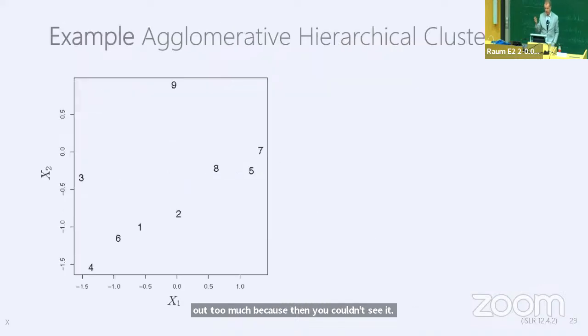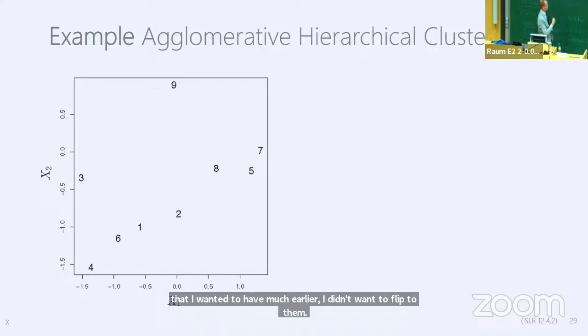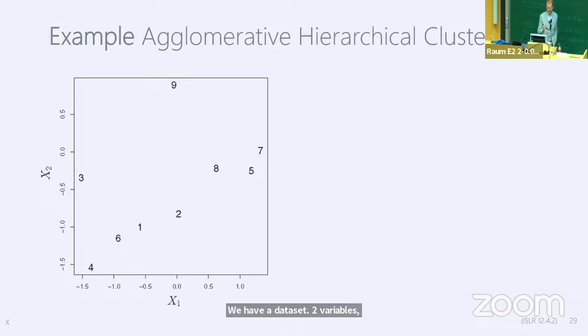Okay, these are the slides that I wanted to have much earlier, but I didn't want to flip through them. We have a data set, two variables, so it's low dimensional. Let's play agglomerative hierarchical clustering. First iteration, which points are we going to group?